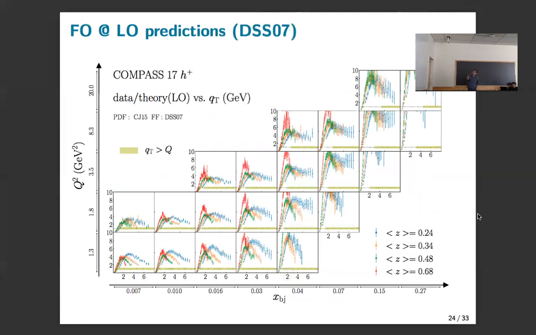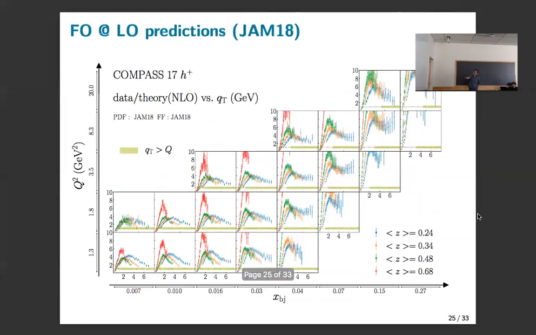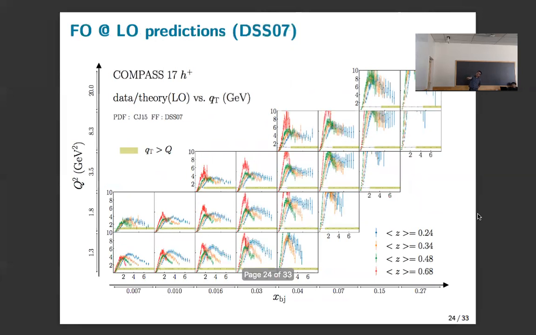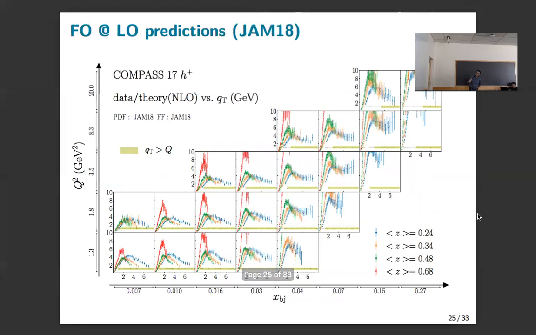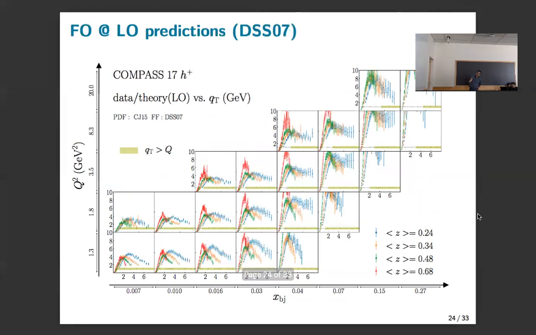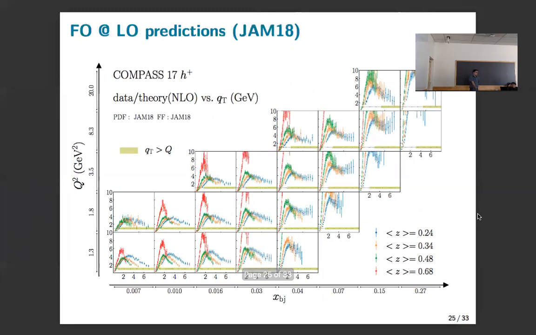This was the old prediction using DSS07. If I refit the fragmentation function, I can get something like this. Let me go back and forward. You can improve in certain regions of x, somewhere here you can have an impact factor of 2 or something like that. But definitely it's not going to improve overall. So I cannot fix this just by retuning the fragmentation. By the way, this is thanks to Bernard because he raised a problem that I had.